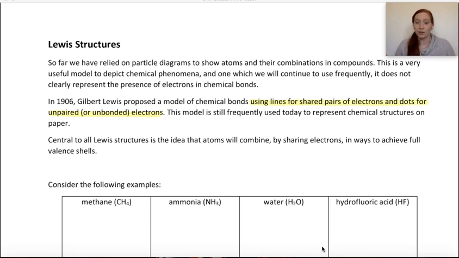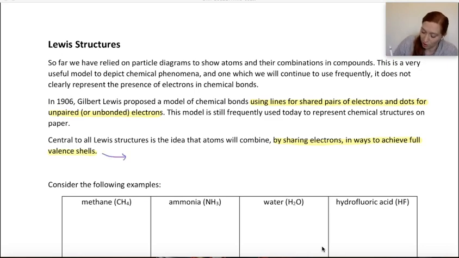We've already got a little preview of this through the covalent bonding and Lewis structures activity that you've done, comparing valence particle diagrams to Lewis dot diagrams to a Lewis structure. All of this is central to the idea that by sharing electrons, we want to achieve a full valence shell, and this is how our atoms are going to combine.